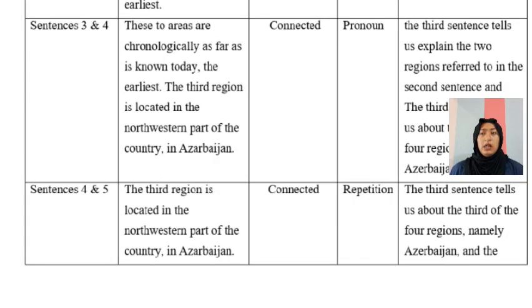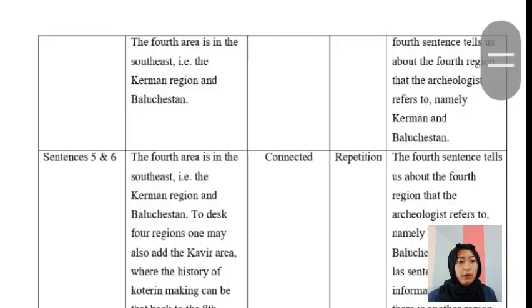Okay, move to sentences 4 and 5. It's connected because of the repetition. The third sentence tells us about the third of the 4 regions, namely Azerbaijan, and the fourth sentence tells us about the fourth region that the archaeologists refer to, namely Kerman and Baluchestan.